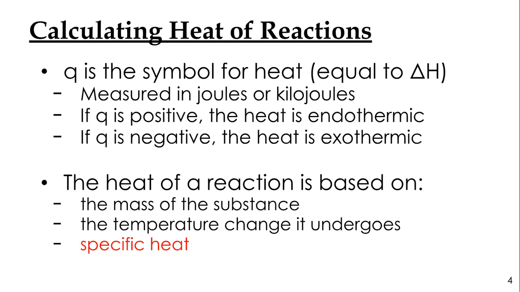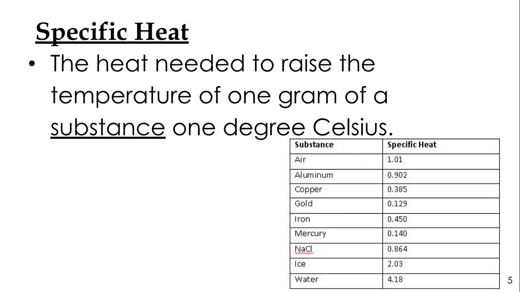Do now. Calculating heat of reactions. Q is the symbol for heat. This is equal to delta H, and it is measured in joules or kilojoules. If Q is positive, the heat is endothermic. If Q is negative, the heat is exothermic. The heat of the reaction is based on the mass of the substance, the temperature change it undergoes, and the specific heat. So what is specific heat?